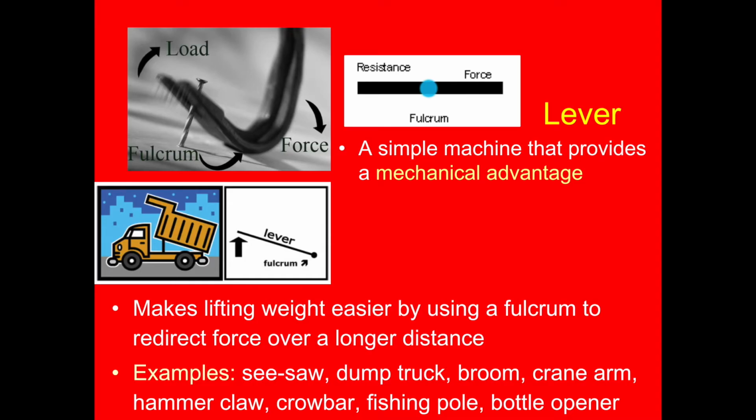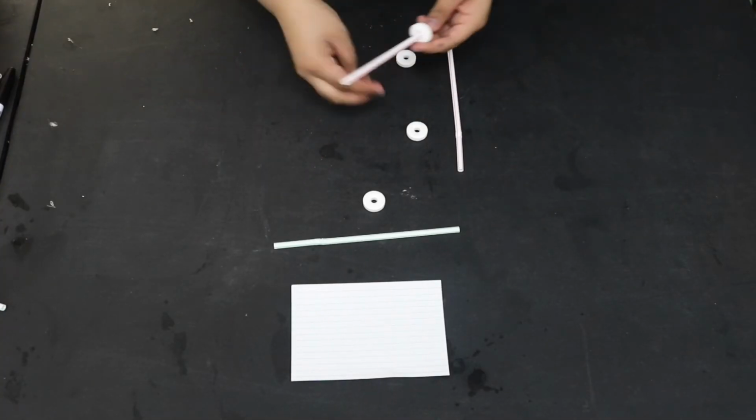Another thing you can add to your design is a lever. A lever makes lifting weight easier by using a fulcrum to redirect force over a longer distance. Once my design is complete, I can start building.